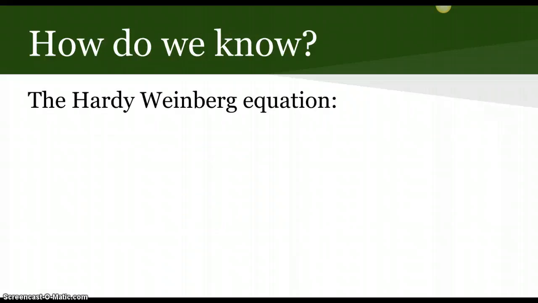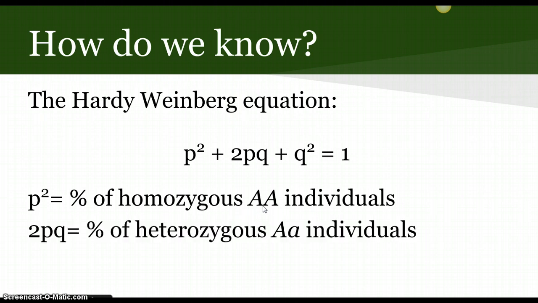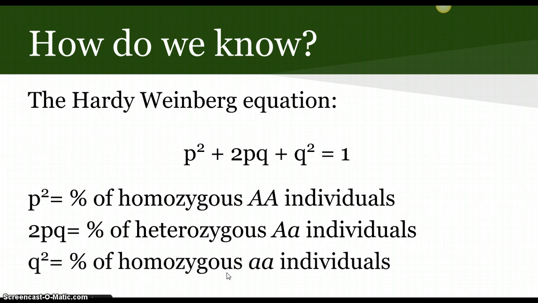So how do we know? We use an equation because frequency is math and we're going to do math. So p squared plus 2pq plus q squared equals 1 is the Hardy-Weinberg equation. In this case, p squared is the percent of homozygous individuals, and they're homozygous dominant. Remember, big A is dominant. Any capital letters are dominant. 2pq is the percent of heterozygous individuals, and q squared is the percent of homozygous recessive individuals.